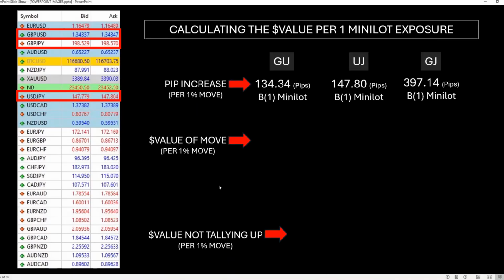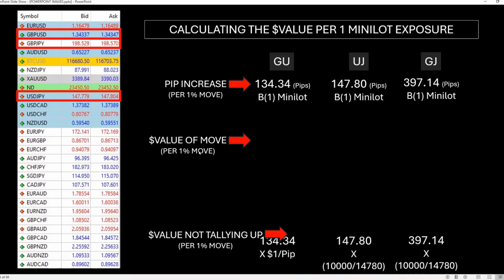So again, the pip increase, this is 134, this is 107, this is 397, it doesn't tally up. If you add these two together, it doesn't tally up. So never mind, let's turn our attention to the dollar value. For a 134.34 pip move, how much in dollar value is it worth? How much is it worth per 1% move?